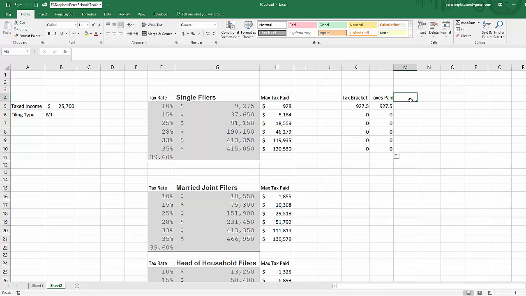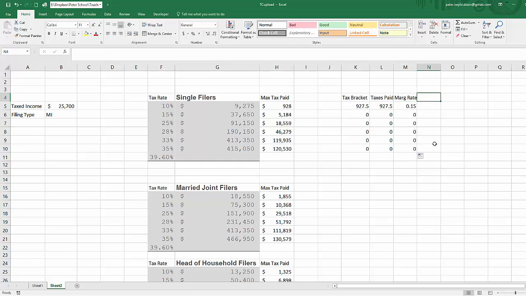And so then we now need our marginal rate. We know that some of our income is going to fall in this tax bracket, and then the rest of our income is going to fall into the one just higher than that one. So the way that we're going to do it is we're going to say if our taxes paid is not equal to 0, then give me the one higher tax bracket. If not, then give me a 0. So we drag that down.